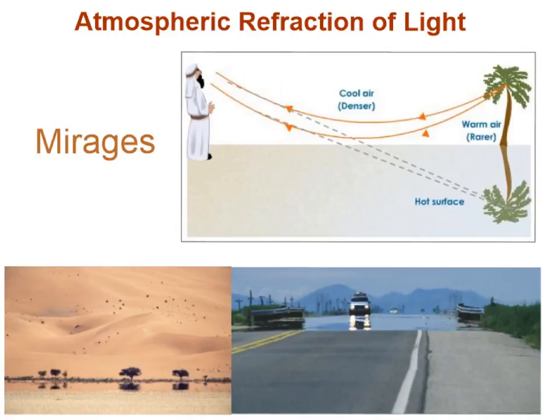In this case, the observer is seeing an inverted image of that tree. Here's a photograph of some mirages of trees as well. But when you're driving, a lot of times you'll see something that looks like water on the road. That's because light rays from the blue sky above are being refracted by the warm air that is next to that dark, hot road, and it looks like water.